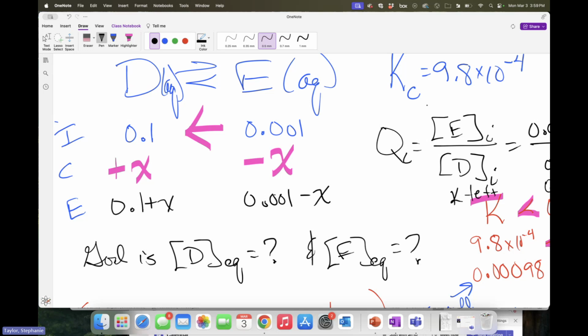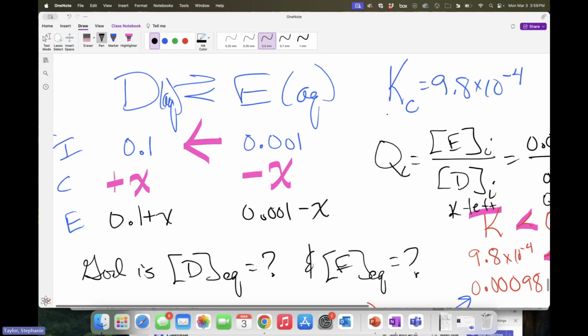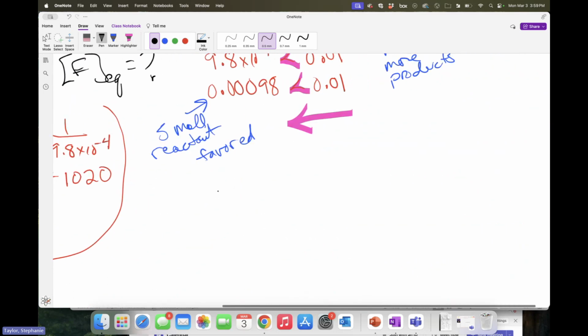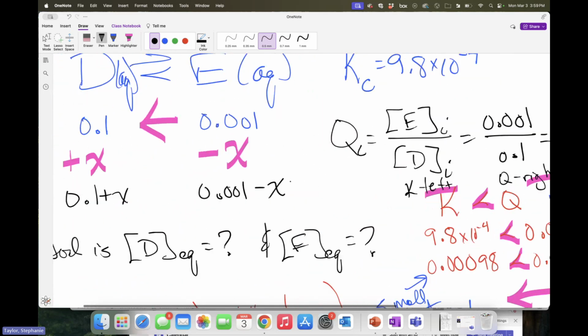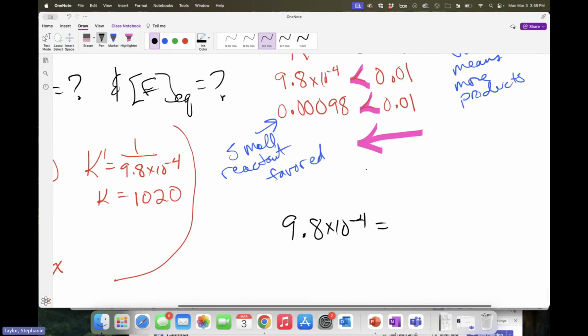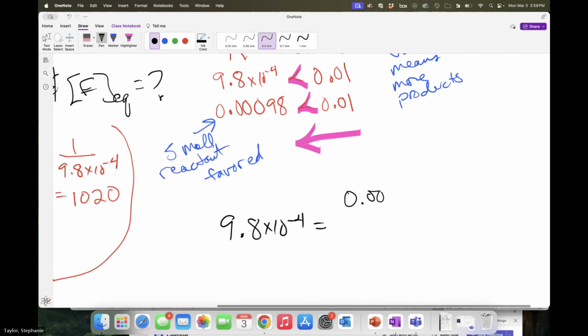So that still means I'm going to use the original K value, but I'm not going to use the approximation method. We are just going to algebra this to death. So I'm going to use that 9.8 times 10 to the negative 4 is equal to products over reactants. That's 0.001 minus x divided by 0.1 plus x.